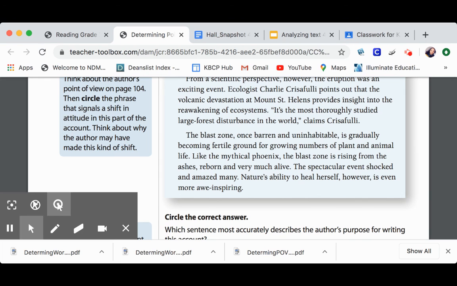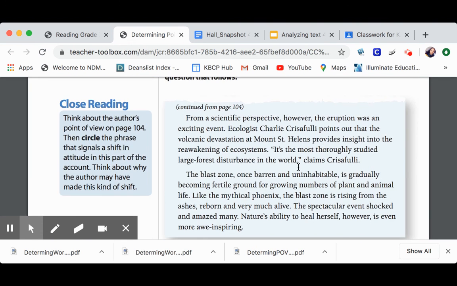Okay, so where was I? Like the mythical phoenix, the blast zone is rising from the ashes, reborn and very much alive. This spectacular event shocked and amazed many. Nature's ability to heal herself, however, is even more awe inspiring. Okay?